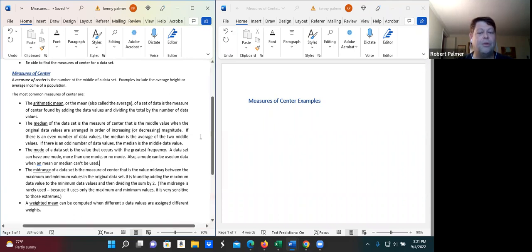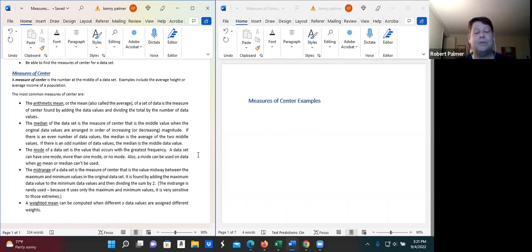Now, another one is called the mode. The mode of a data set is the number that occurs with the greatest frequency, the number that occurs most often. Data doesn't have to have any mode at all; it's possible no value occurs more than once. You can also have more than one mode, since some values may occur multiple times, maybe the same number of times. If you have two modes, that's called bimodal, for example. So you can have no mode, one mode, or more than one mode.